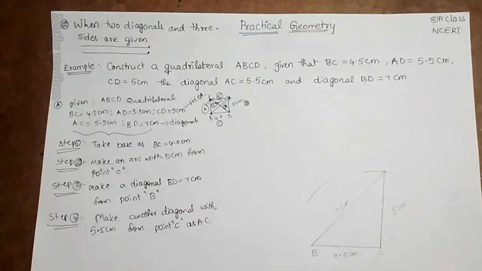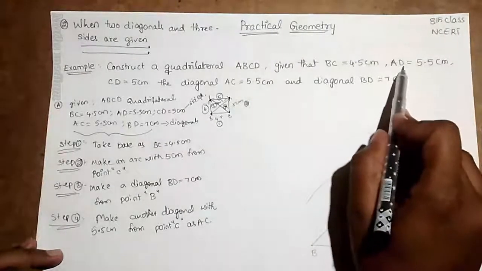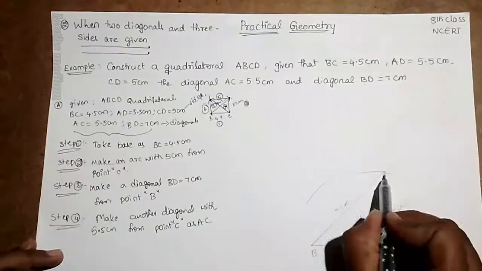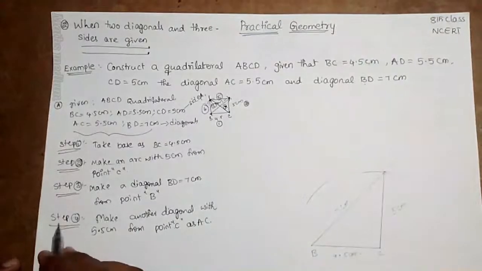Now finally we get a point D also. Here AD is 5.5 centimeters. So now from D we have to make another arc of 5.5 centimeters. So step 5.